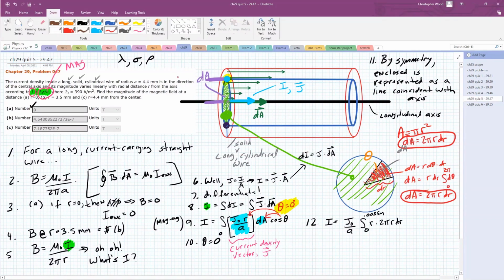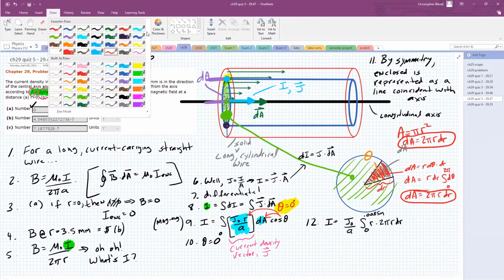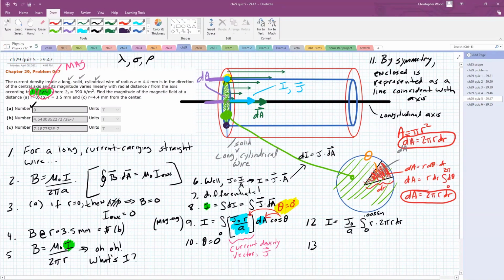Because number 13. So find I. So find I, and you know all of this. You know J naught. You know how to integrate. You know how to do everything in number 12. I'm going to call this I enclosed just to be a little more airtight. This is the enclosed current. And then once you find the enclosed current from step number 12, go back to number 5.